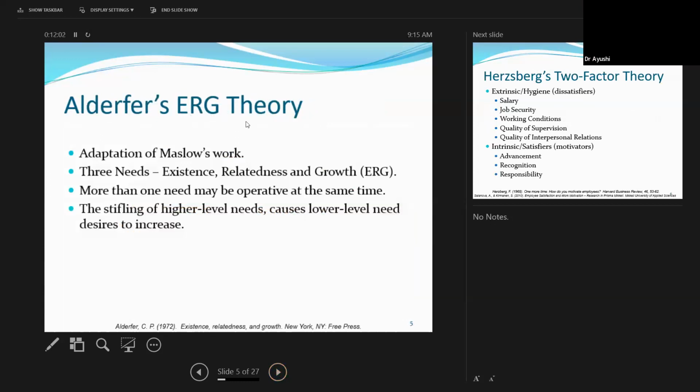Then comes Alderfer's ERG theory, which is again an adaptation of Maslow's work, and there are three needs which he states are needed for every human being: existence, relatedness, and growth. Existence covers the physiological needs, relatedness includes the belonging and love from others, and growth is, you can say, career growth for the financial requirements.